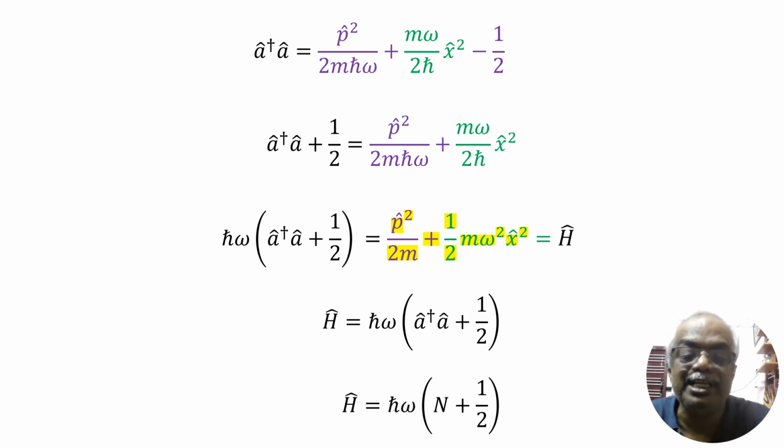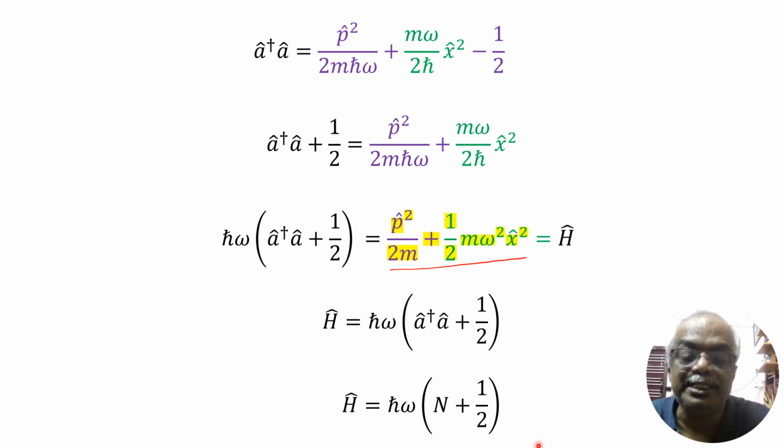This is exactly what we defined as the Hamiltonian operator in terms of position and momentum operator. So which is equal to h cross omega times A dagger A plus half, that is in terms of annihilation and creation operator. So the Hamiltonian in terms of annihilation and creation operator is equal to h cross omega multiplied by A dagger A plus half, which is exactly equal to the position and momentum operator expression. That is the beauty of this expression.